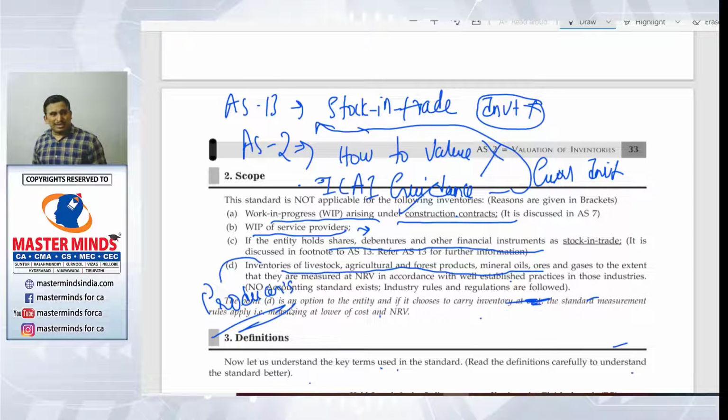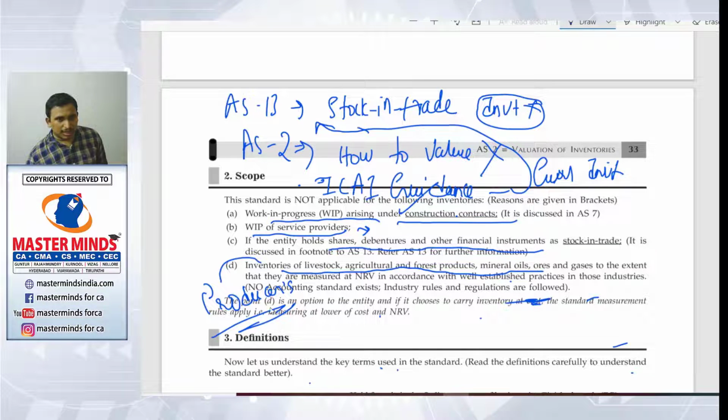Generally whatever cost they incur, it doesn't matter. Ultimately at how much value they are able to sell in the market, that is only important. It is not what is the cost for them. The main point is for how much value they are going to sell in the market. So generally, producers' inventories of livestock, agricultural and forest products are valued in accordance with NRV, that too as per general practices and not as per AS 2. Make it very, very clear.